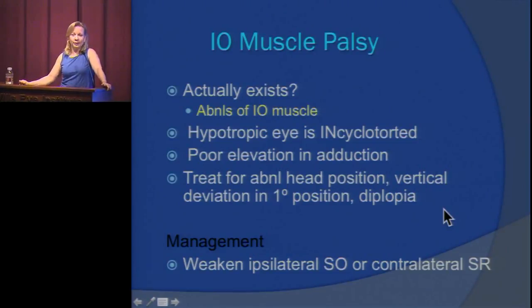So here you go, inferior oblique muscle palsy. They're wondering whether that actually exists, okay? An abnormality of the inferior oblique muscle certainly can exist. Here you see a hypotropic eye that is excyclotorted, again, opposite of inferior oblique muscle overaction. And you'll have poor elevation in adduction, and you'll treat for an abnormal head position and a vertical deviation from primary position or diplopia. In this case, you'll weaken the ipsilateral superior oblique or the contralateral superior rectus to bring the other eye down.